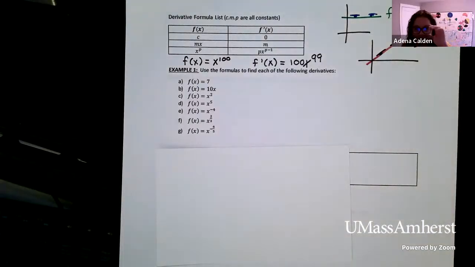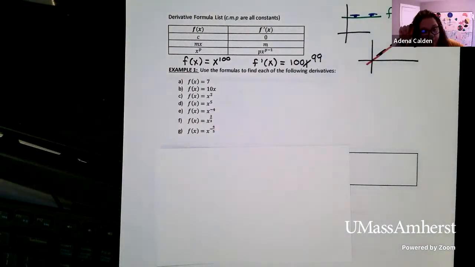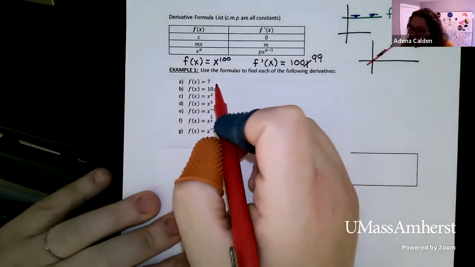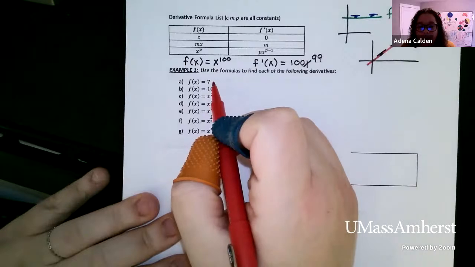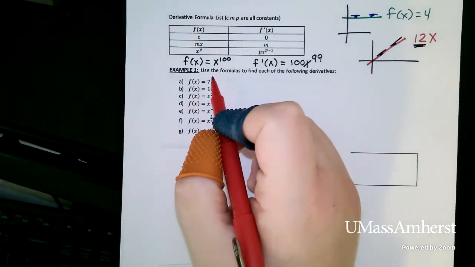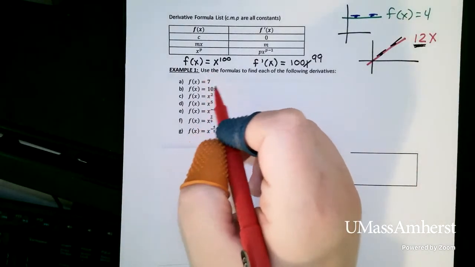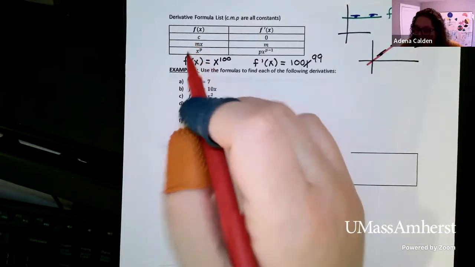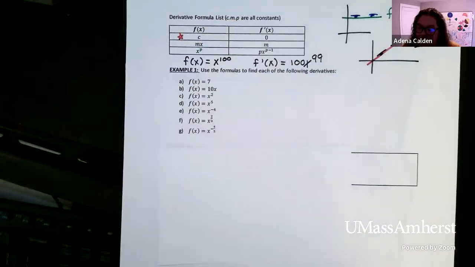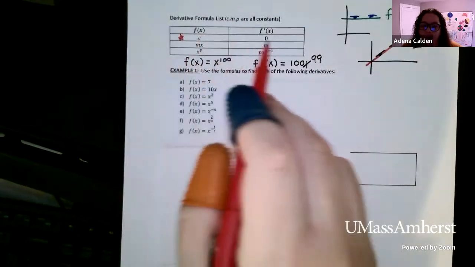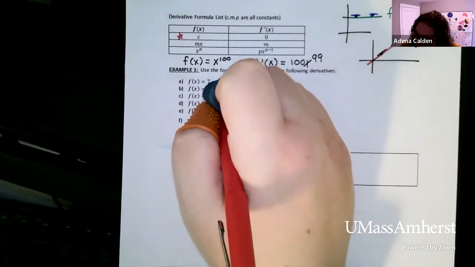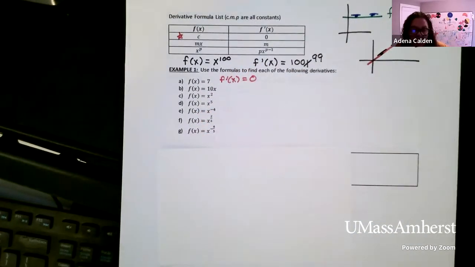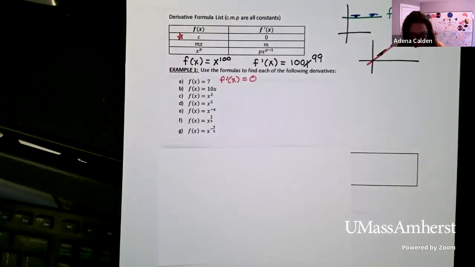Okay, so let's go term by term and see if we can figure out which rule to use and then how to apply it. So starting with our first function, we have f of x equals 7. And so notice that the 7 here is not attached to any variable, which means it's a constant all by itself. So that means we're going to use our first rule here, where if your function is a constant, the derivative is going to be 0. So everywhere on this function, the derivative equals 0.